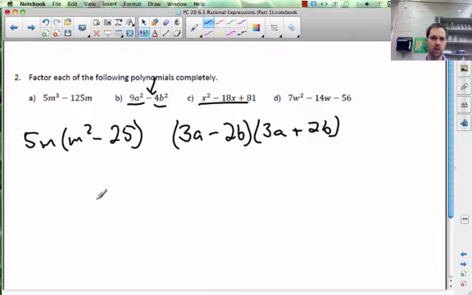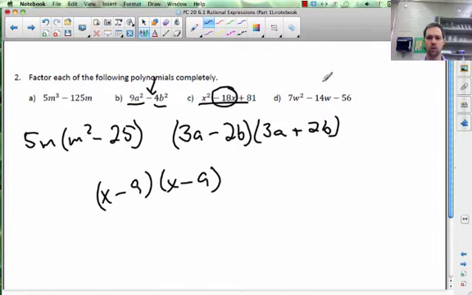Consult your factoring flowchart. This one, you can do your sum and product. Two things that multiply together to give you 81 are 9 and 9. Okay, and the fact that this is negative means it's negative 9 and negative 9. x minus 9 times x minus 9. This is all review, so I'm going to go through it really quickly.